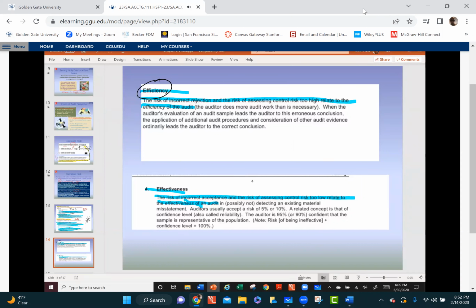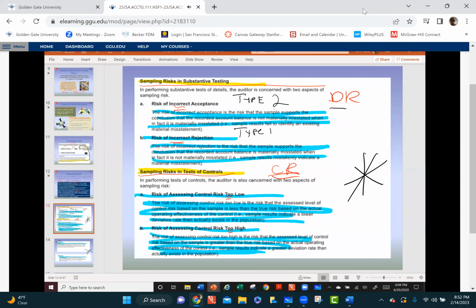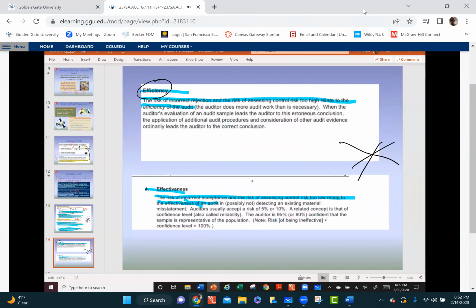Okay, so again, you've got to know those last two slides in concert: the risk of incorrect acceptance and the risk of incorrect rejection, the risk of assessing control risk too low or too high, and how they affect the audit. Efficiency suffers when I have the risk of assessing control risk too high, or the risk of incorrect rejection. Effectiveness suffers when I have the risk of assessing control risk too low, or the risk of incorrect acceptance.